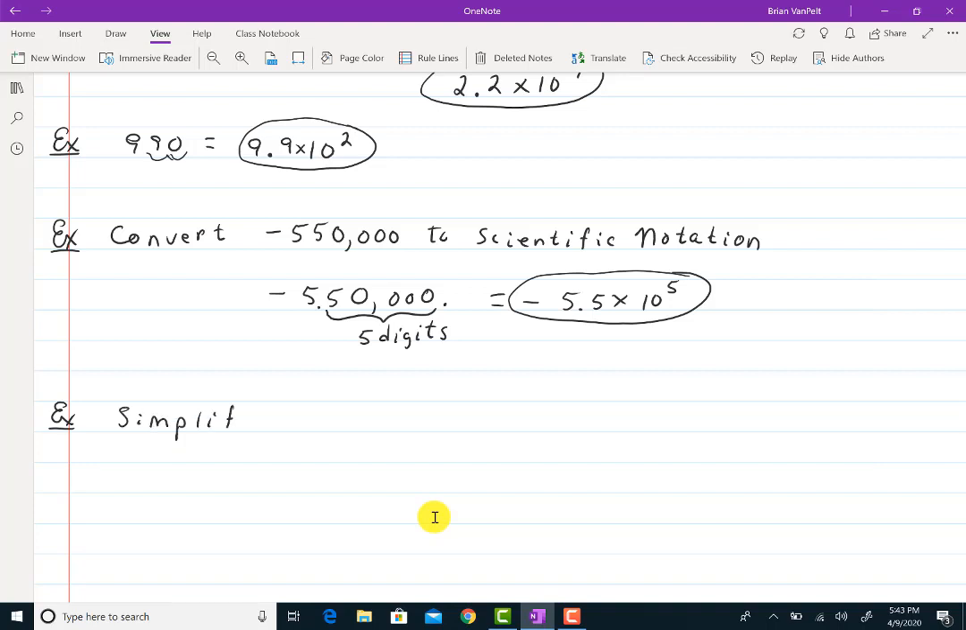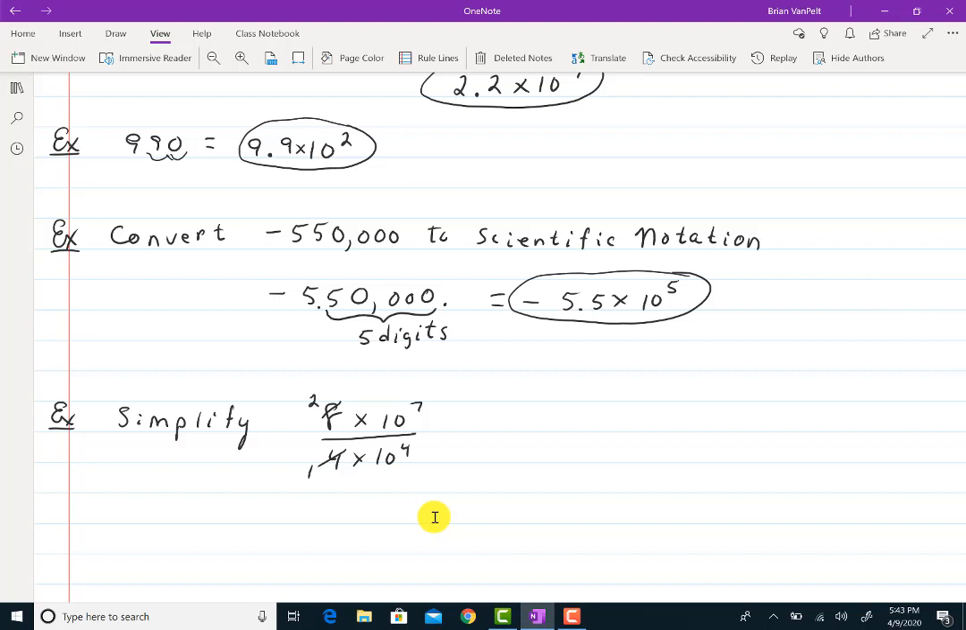Then you have a couple of problems of this nature. Here I'm going to have 8 times 10 to the 7th divided by 4 times 10 to the 4. Well, we just did these kind of problems. Between the 8 and the 4, I can cancel because 4 goes into 8 twice.